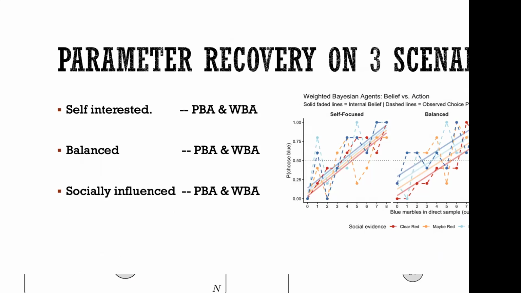So we do like before, we create the 3 scenarios, right? Self-focused, balanced, socially influenced, and we look at how well we're recovering the parameters in these 3 scenarios. Why? Because if it fails here, even doing the full SBC is not going to help us, right? We can catch it early before we let it run for half an hour.